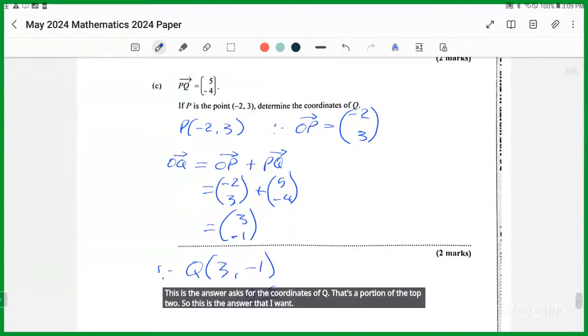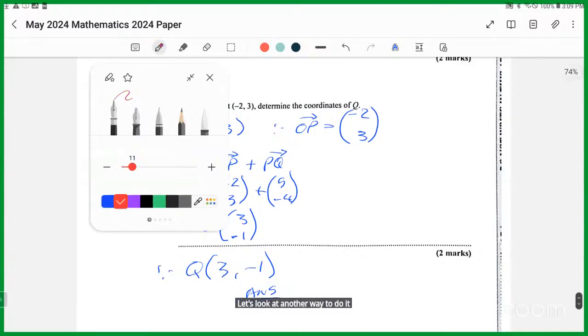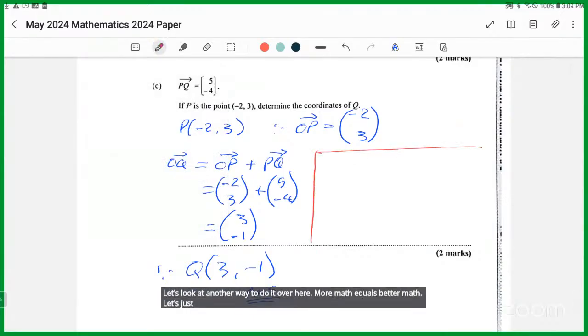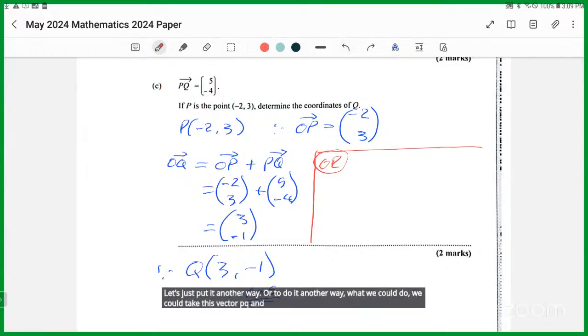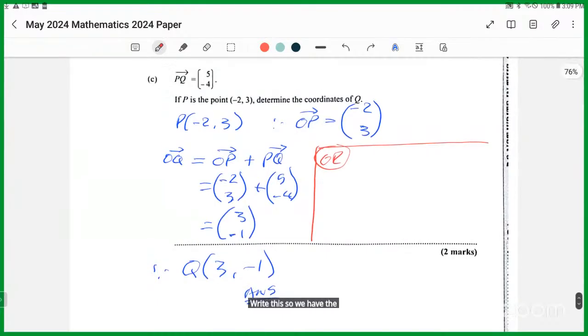Now let's look at another way to do it over here. More maths equals better maths. Let's just do it another way. What we could do is take this vector PQ and split it up into position vectors. Split it up like this. So we have the PQ. Let me zoom in and do it.